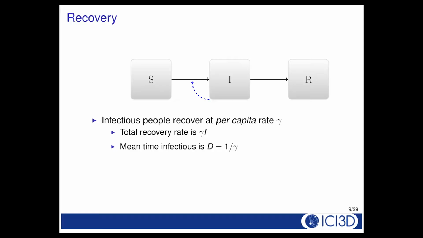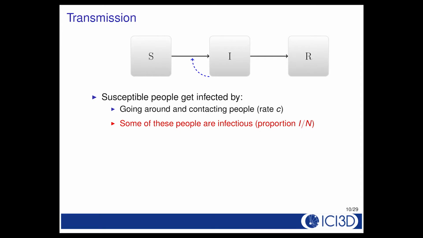And these quantities have units. Gamma is a pure rate. It has units of 1 over time. D is the duration of infectiousness. It has units of time. Susceptible people, we're going to assume, get infected by going around and contacting people. So our conceptual model is that the susceptibles and the infecteds are all walking around, they're going to work, they're taking buses, they're shaking hands, and there's a certain rate at which they make contacts which are relevant to this particular disease. And what a contact is going to depend on what your disease is.